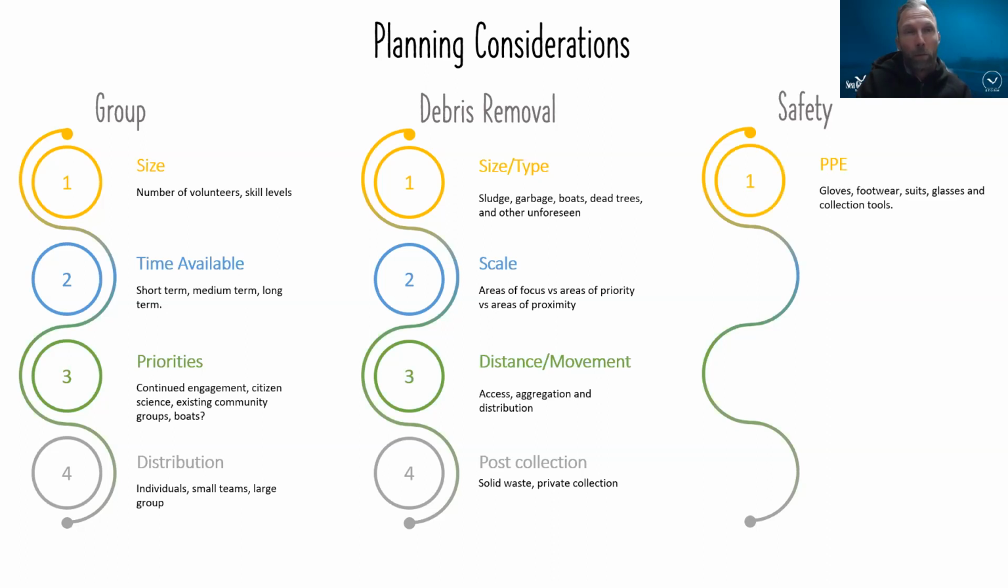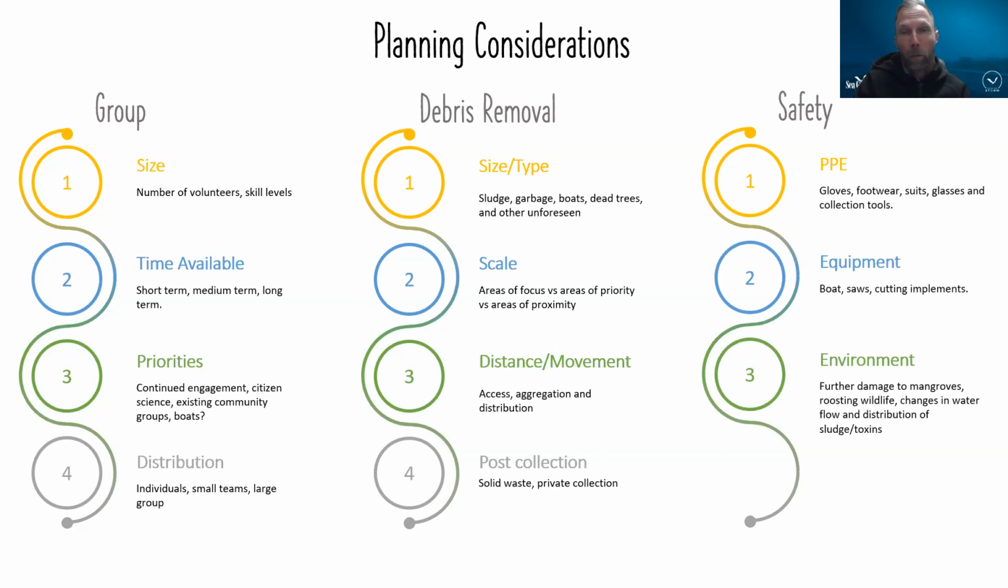Safety is probably paramount. What kind of safety equipment are you going to need? Gloves, footwear, suits, glasses, and collection tools. Are you going to need saws to cut up maybe large swaths of metal, and other things like that? What kind of equipment: boats, saws, cutting implements. The environment: further damage to mangroves, roosting wildlife. So time of year and timing are going to be important in that. Changes in water flow and distribution, sludge toxins, as well as tides.